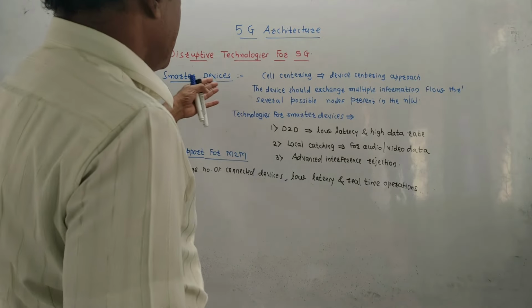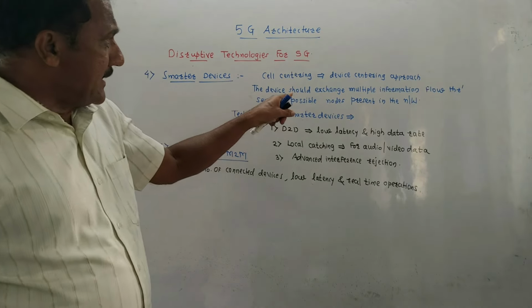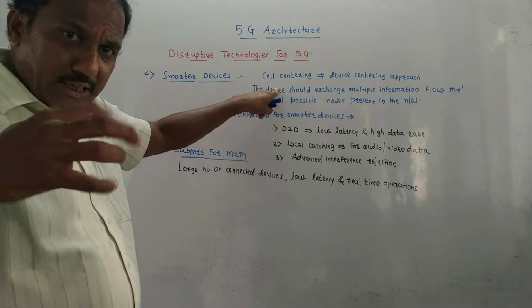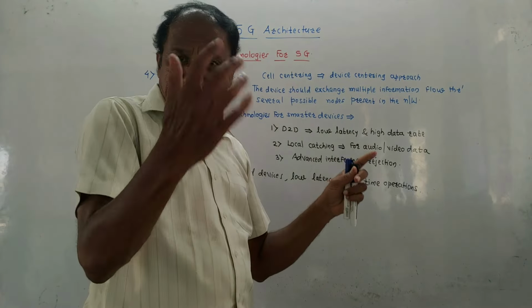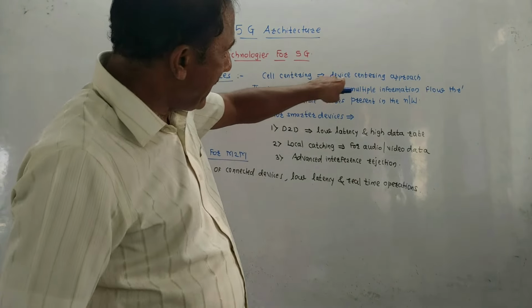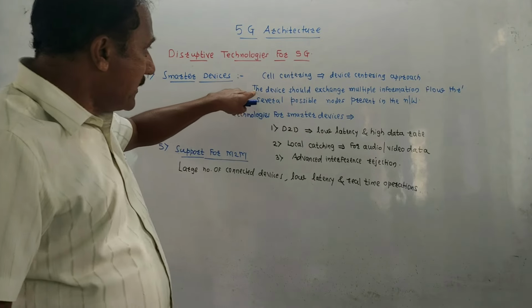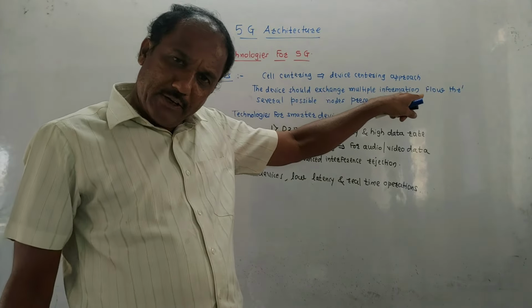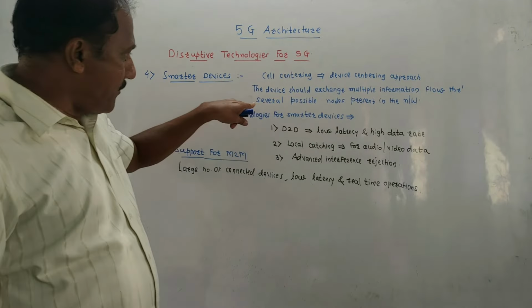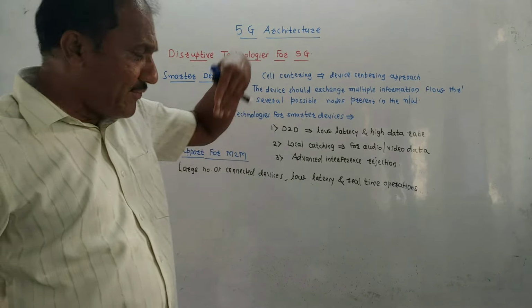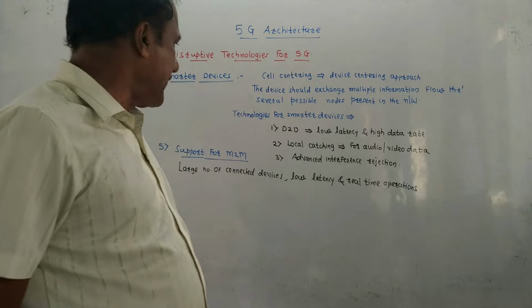The fourth is smarter devices. In this case, the cell centering approach, which was the major approach in the earlier technology, should be changed to the device centering approach. The device should exchange multiple information flow through several possible nodes in the given network.